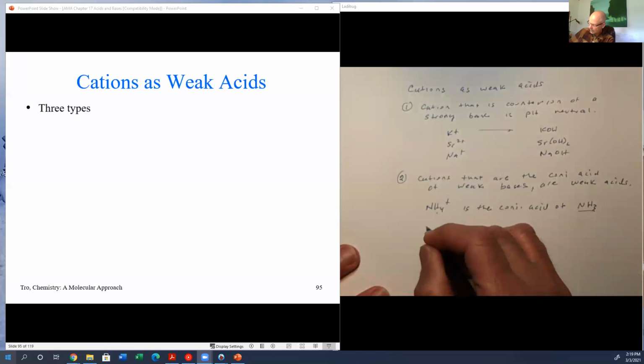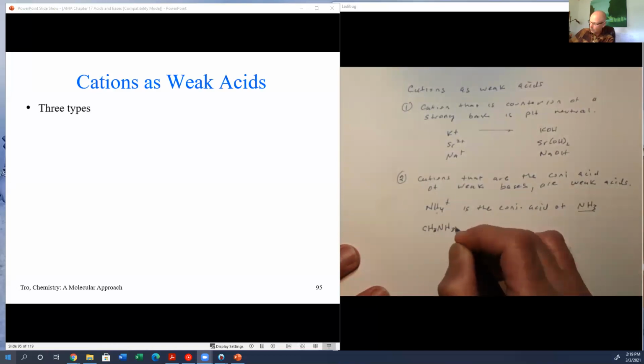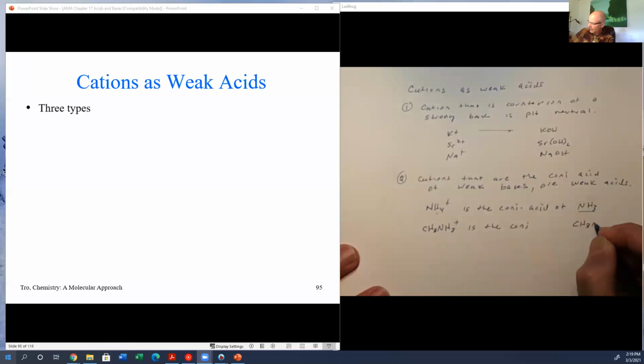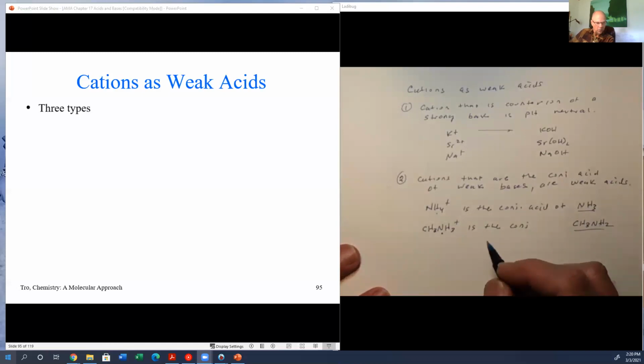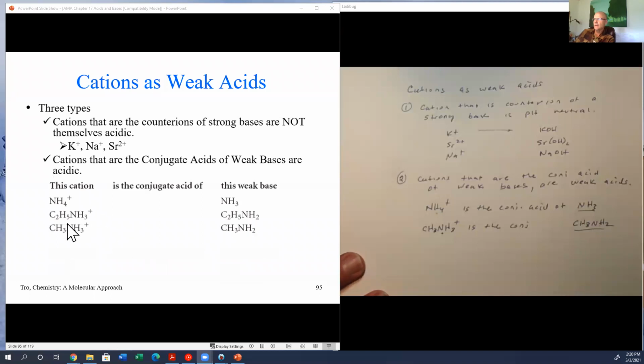Things like CH3NH3+ is the conjugate acid of CH3NH2. Remember, these nitrogen-containing organic compounds tend to be weak bases, so the conjugate acids of them are weak acids. Okay, good. So let's see, three types. Cations of strong bases are not themselves acidic, so those include things like that. Cations that are conjugate acids of weak bases are acidic. So these here are all acidic.